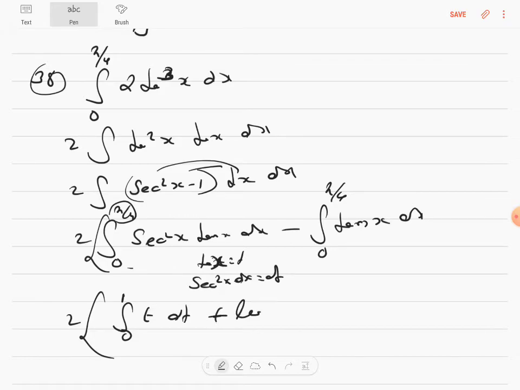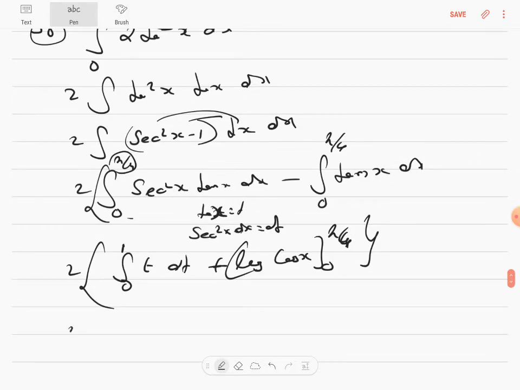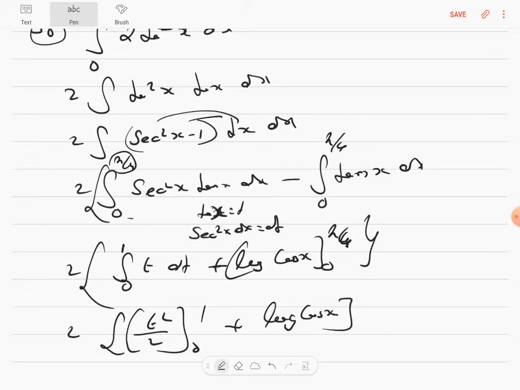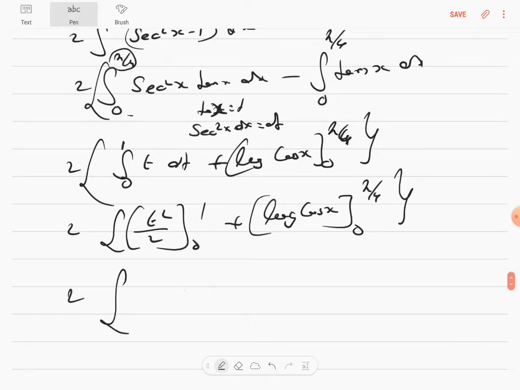So plus log of cos x integrated from 0 to pi by 4. This part has been integrated, the first part isn't. So it's t square by 2 integrated from 0 to 1 plus log of cos x integrated from 0 to pi by 4. So then the 2 is common, upper limit 1 by 2 minus 0 plus upper limit is log of cos pi by 4 minus lower limit is log of cos 0, and cos 0 is 1, but log 1 anyway is 0, so you can ignore this.